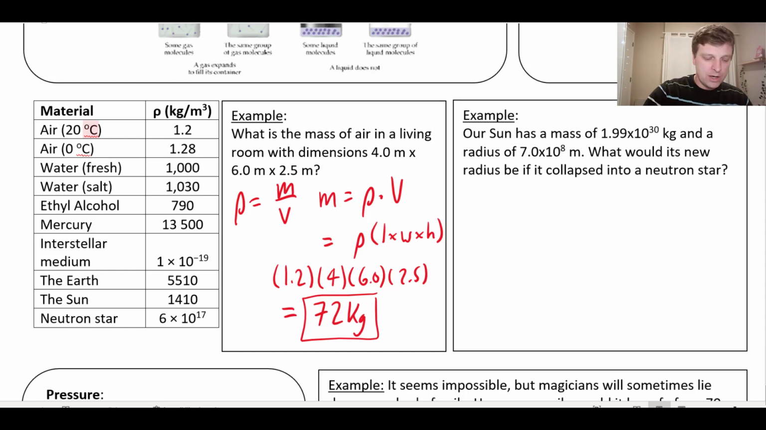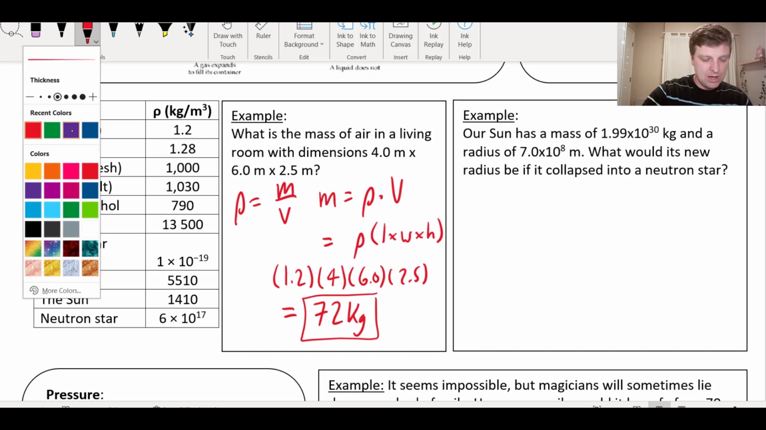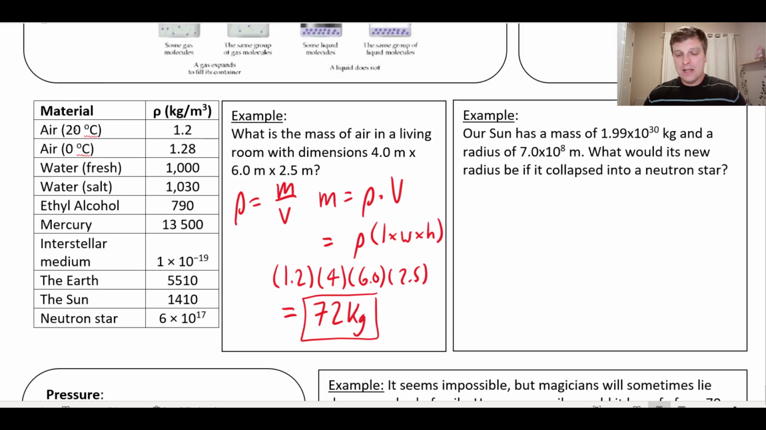Here's a slightly trickier question. If you had the sun, so you have our entire sun, has a mass of about 2 times 10 to the 30 kilograms, quite a bit, and has a radius of 7 times 10 to the 8 meters, what would its new radius be if it collapsed into a neutron star? So some stars, when they die, collapse down into a neutron star. And just for simplicity's sake in this case, let's assume that all the mass of the sun collapses so that it has the same density of a neutron star, which definitely doesn't happen in neutron star formation, but we're just getting started.